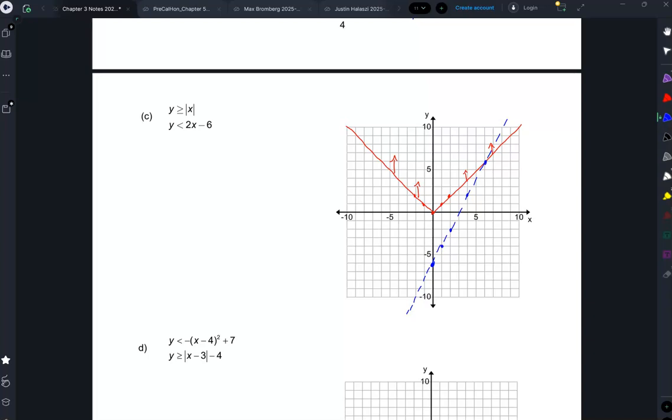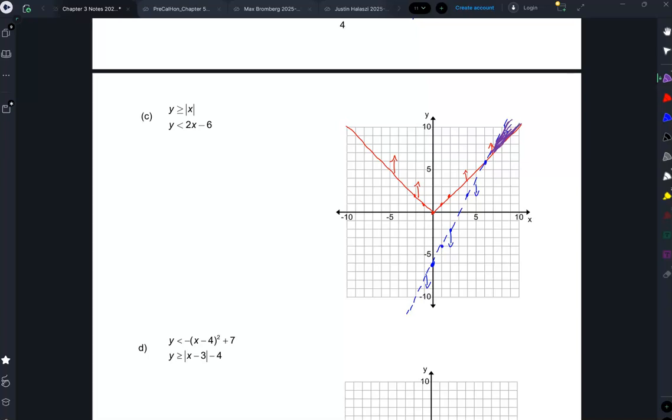Now this one is less than. That means I'm going to be shading below. So do you see the arrows I put? I put one all the way up here, at y equals 10. Look at the arrows I put along. So now I know where I'm going to shade. Can you visualize where the solution of this is going to be? Where are they going to overlap? It's this sliver here.